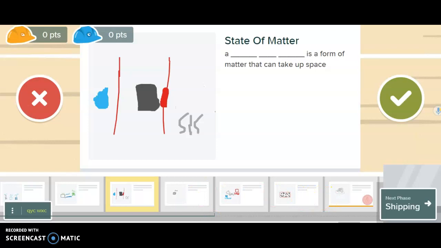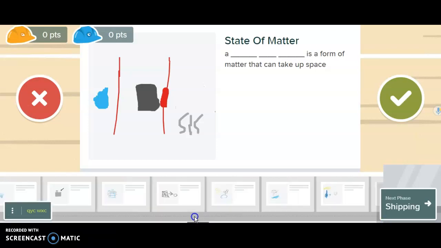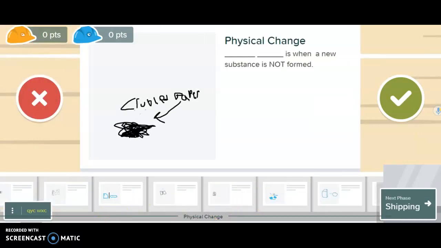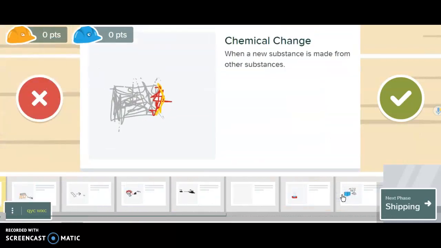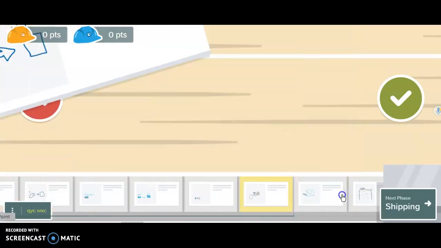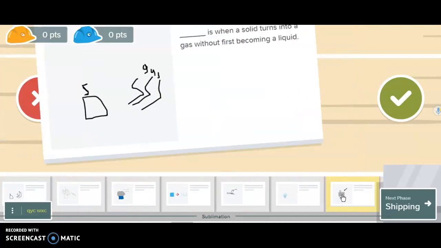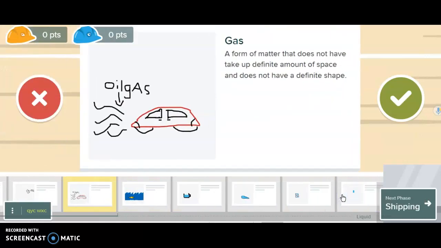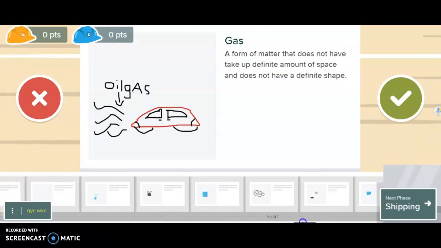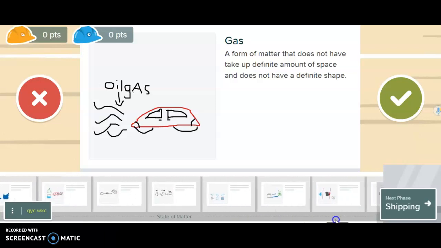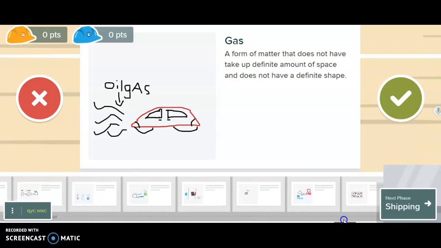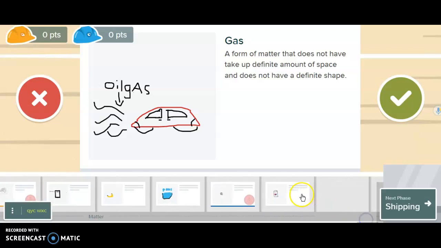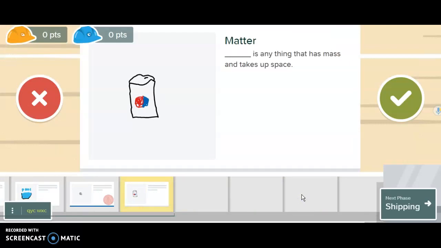Oh boy, I've gone way too far now, haven't I? Do I need to go this way? Well, we may have to, let's see here. Physical change, oh my goodness. Chemical change, melting point, freezing point, desublimation, sublimation, evaporation. Oh my goodness, I've completely lost it at this point. Solid, there it is, state of matter. There we go. All right. Finally, thank you. All right.